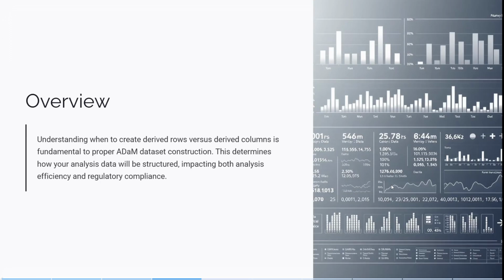So what is the overview? Understanding when to create derived rows versus derived columns is fundamental to proper ADaM dataset construction. This determines how your analysis data will be structured, impacting both analysis efficiency and regulatory compliance. Usually the biostatisticians or clinicians will request you to create new parameters as per the SAP, or you are creating new derived columns. So what are the rules as per the CDISC ADaM implementation guidelines? What are the main rules we have to follow before you create derived rows versus derived columns?